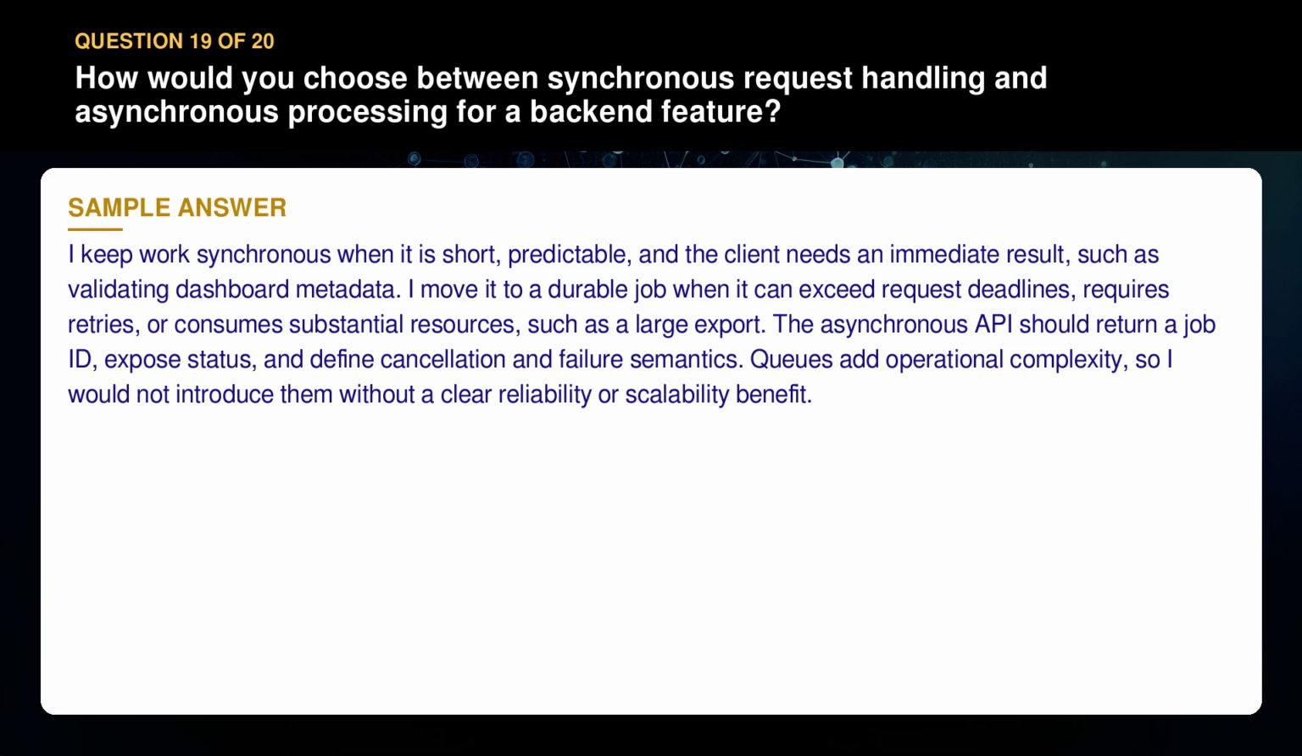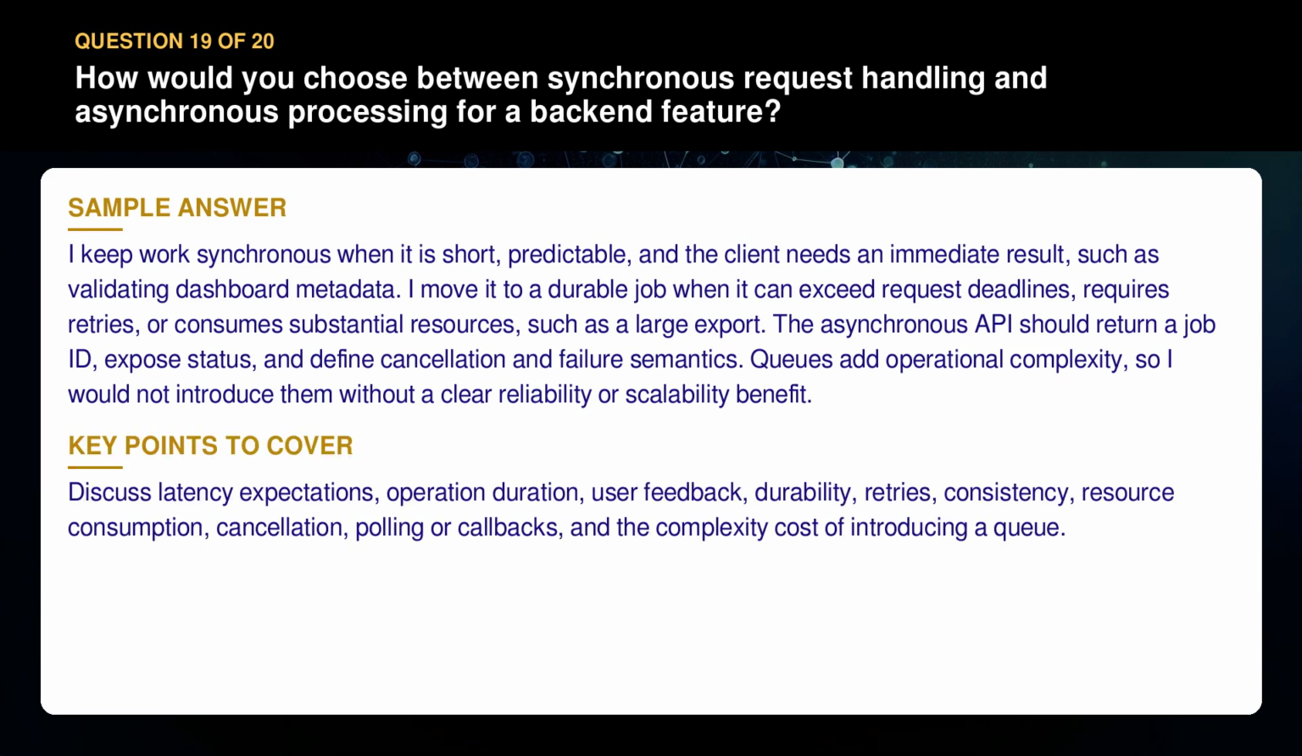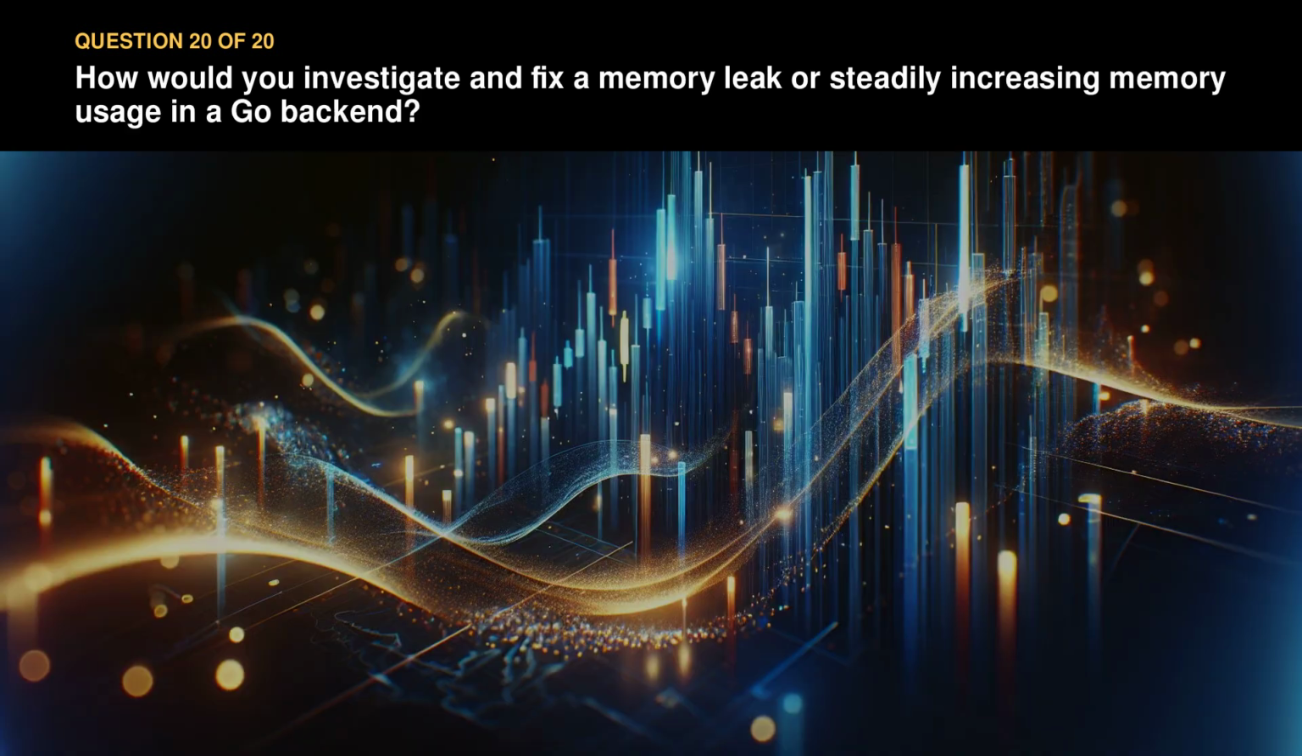The asynchronous API should return a job ID, expose status, and define cancellation and failure semantics. Queues add operational complexity, so I would not introduce them without a clear reliability or scalability benefit. Discuss latency expectations, operation duration, user feedback, durability, retries, consistency, resource consumption, cancellation, polling or callbacks, and the complexity cost of introducing a queue.